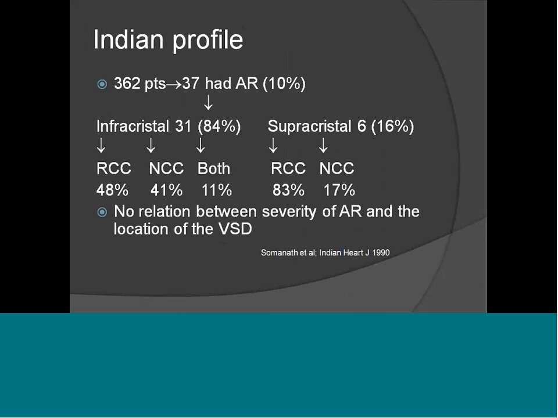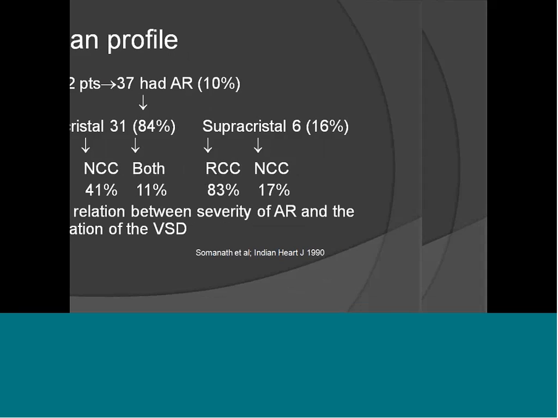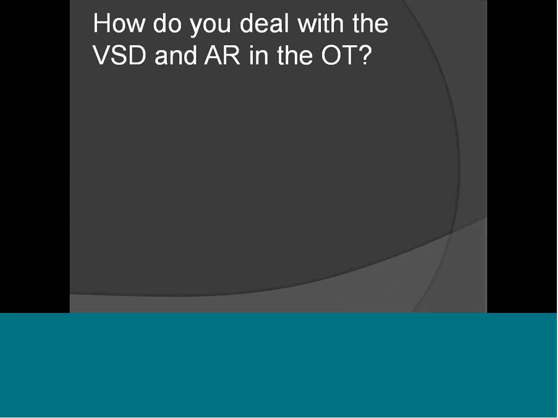Omnis cusp, of course, was right coronary cusp. And they found again no relation between severity of AR and the location of the VSD. Okay, so we always think of subpulmonary with AR, but remember that membranous can just as well have coronary cusp prolapse and aortic regurgitation.